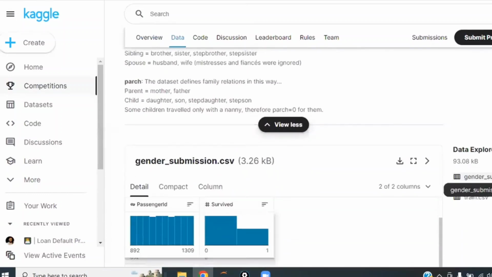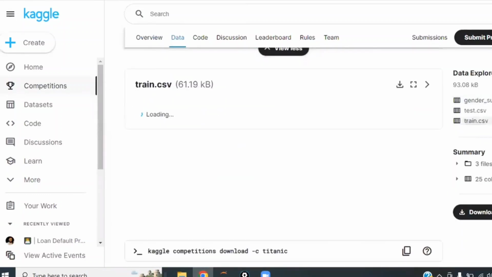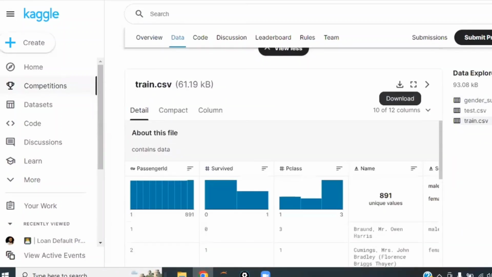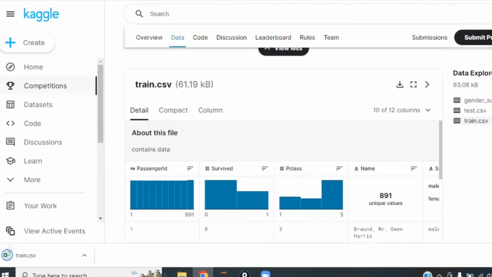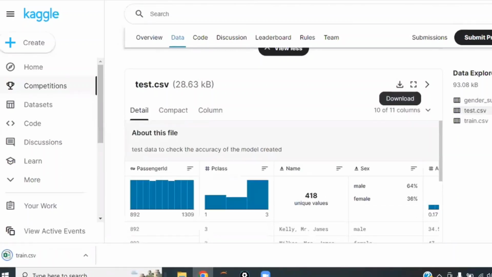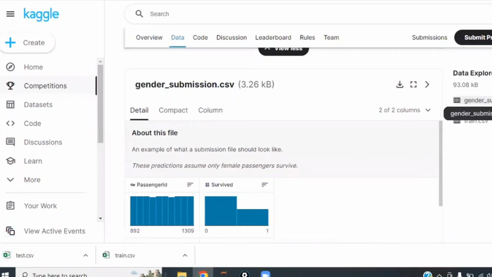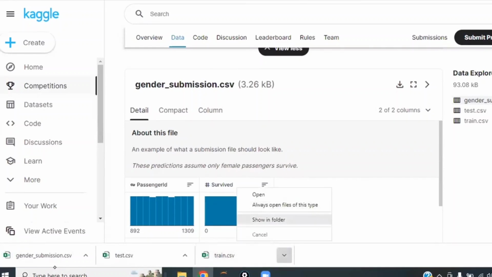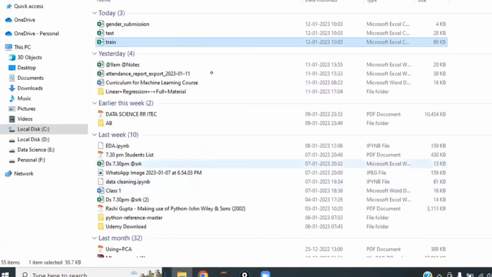So you can download them here. This is the train.csv. First, click on download. Select the test.csv and click on download. Next, go to gender_submission.csv and click on download. In total, 3 files will be downloaded in your downloads folder. Just open your downloads folder, and you are going to get 3 files: one is train, one is test, one is gender submission.